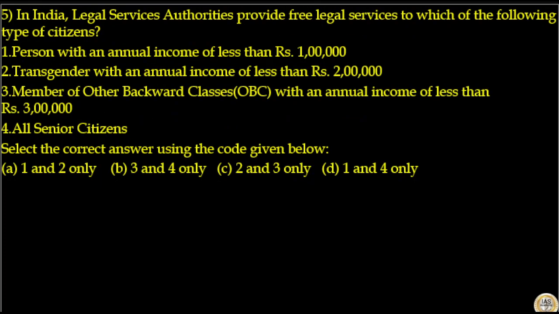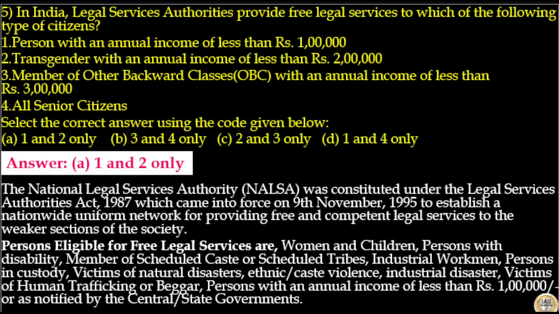In India, legal services authorities provide free legal services to which of the following types of citizens? Options are: persons with an annual income of less than 1 lakh, that is correct. Transgender with an annual income of less than 2 lakh, that is correct. Member of other backward classes with an annual income less than 3 lakh, that is incorrect. All senior citizens, that is incorrect. Select the correct answer using the codes given below. Here the answer to this question is option E, 1 and 2 are correct.